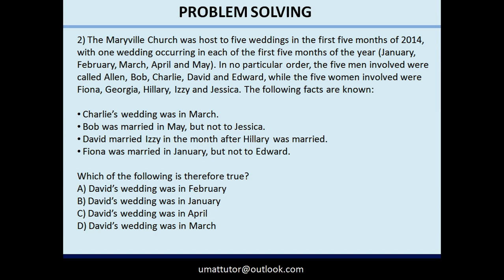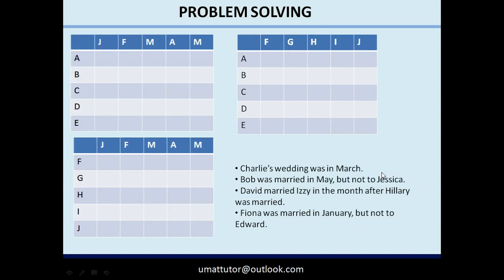So back to this question. I've got the 4 conditions here, followed by the question. So what I would do on the day is draw up 3 tables on the side of the page, like so. One would deal with the 5 men, and the first letter of their names, and then the months where they were married, then the 5 women, and the month when they were married, and then the men and the women paired off.